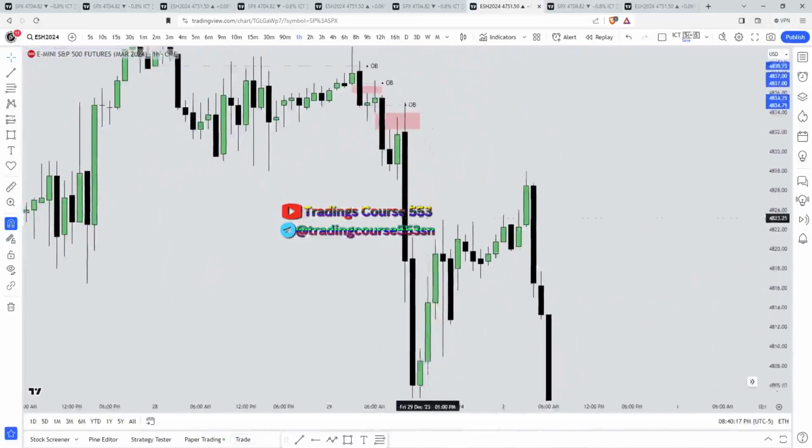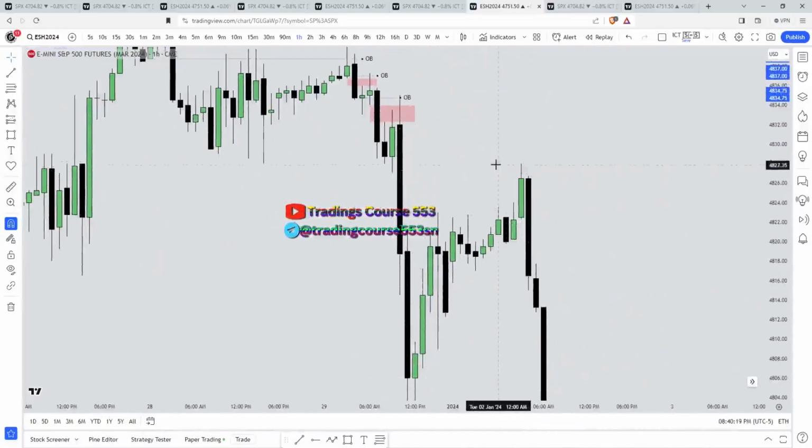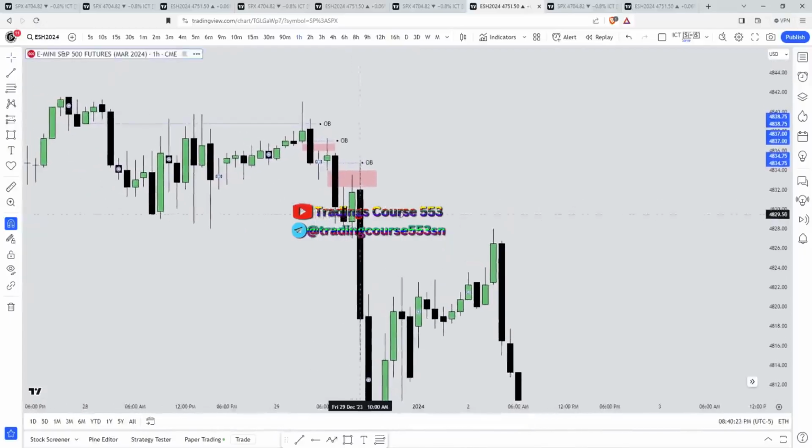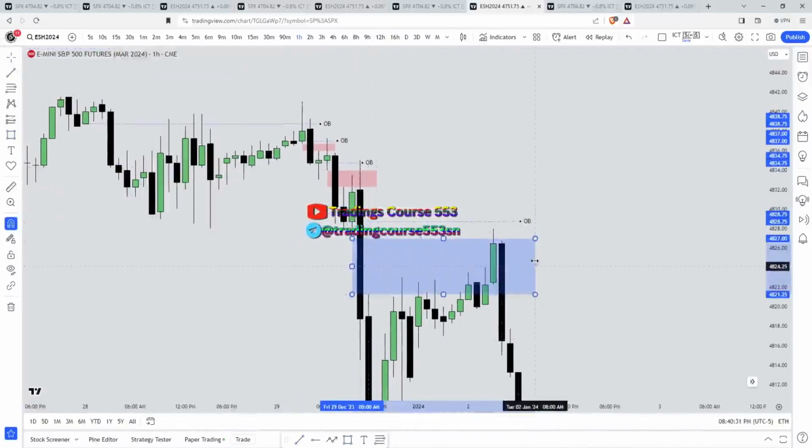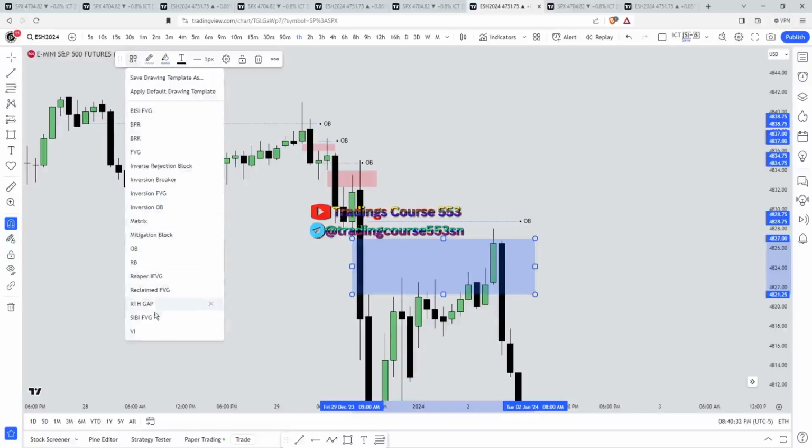Price drops lower again, returns back up. Where does the algorithm refer back to? It refers back to this up close candle. So again, we have another up close candle in here, followed by a fair value gap. So once we have that, it makes it a valid order block.